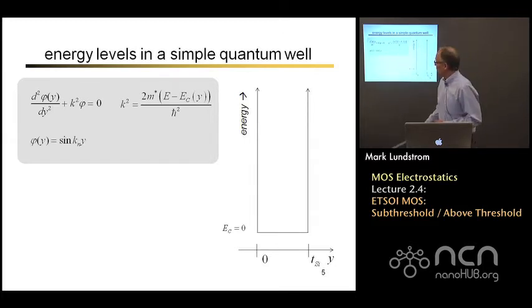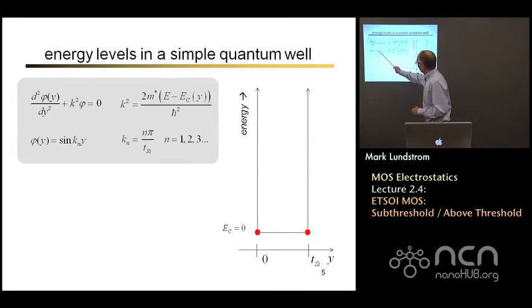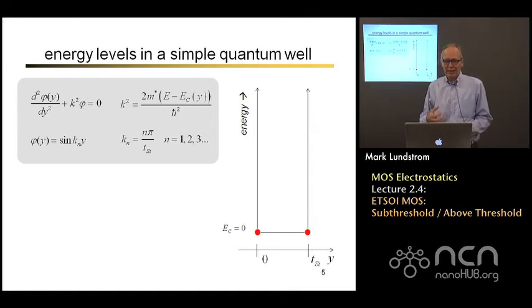The solutions to this equation are sines and cosines. Only the sine will satisfy the boundary condition. If I put y equals 0, then sine is 0, and the wave function has to go to 0 because there's an infinite potential well that's preventing it from going out. In order to satisfy the boundary condition at the other side, this parameter k has to be quantized in units of pi over TSI. So n is an integer, 1, 2, 3, 4, 5.